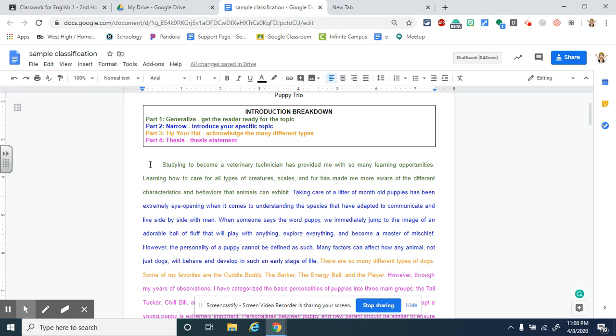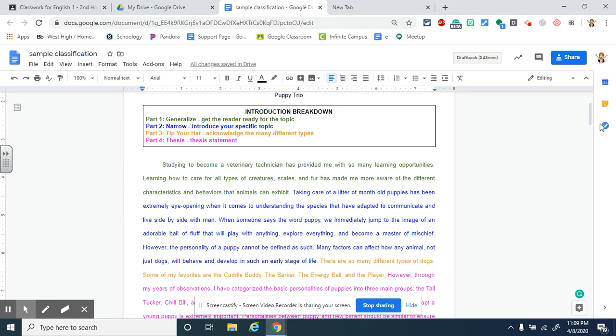Now we're going to narrow. So here's where their topic comes in. Taking care of eight-month-old puppies has become extremely eye-opening when it comes to understanding the species that have adapted to communicate and live side by side with man. When someone says the word puppy, we immediately jump to the image of an adorable ball of fluff that will play anything, explore anything, and become a master of mischief. However, the personality of a puppy cannot be defined as such. Many factors can affect how any animal, not just dogs, will behave and develop in such an early stage of life. So now we're kind of introducing the specific topic.